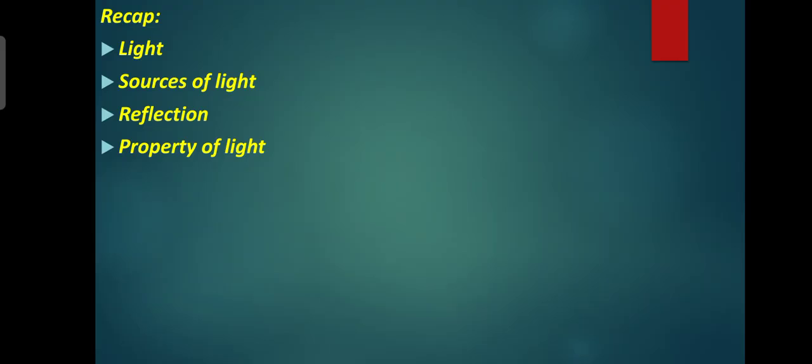Next one, properties of light. Property of light, first one, rectilinear propagation of light. Second one, reflection. Third one, speed. Fourth one, interaction of light with matter.